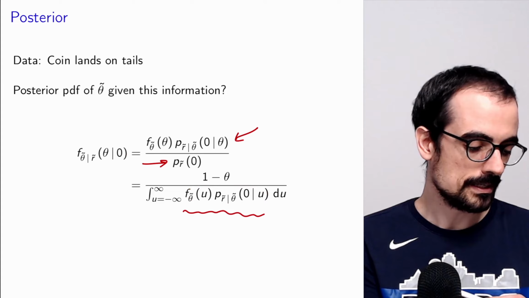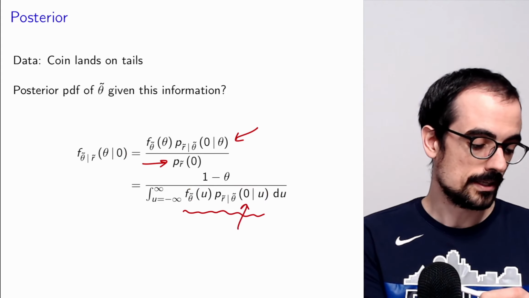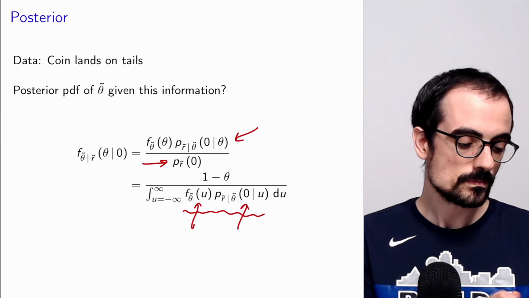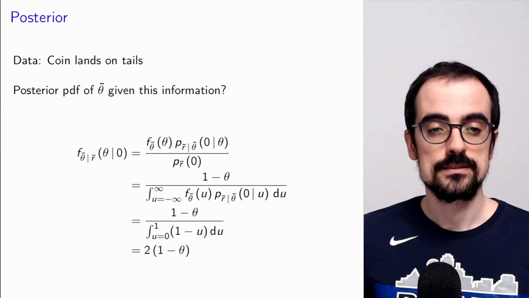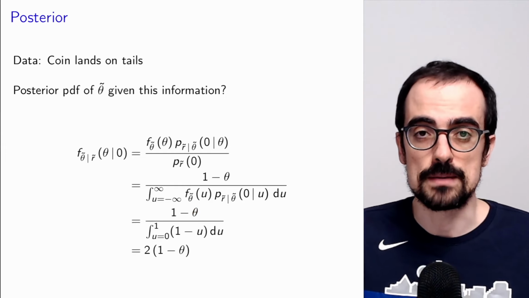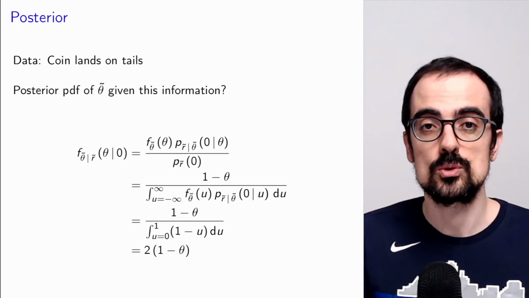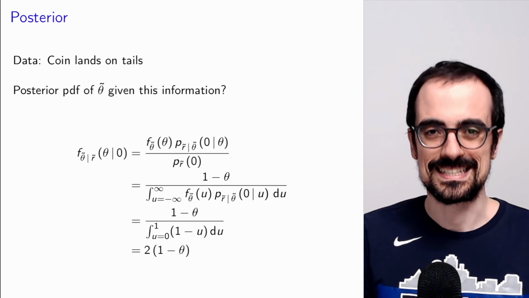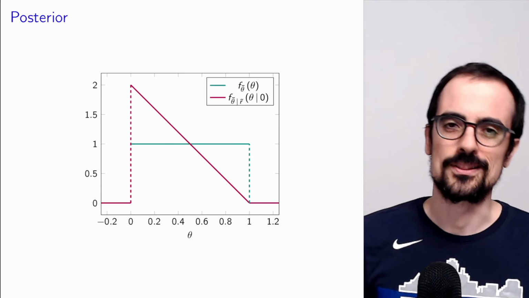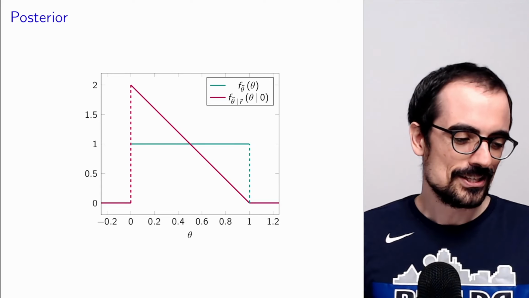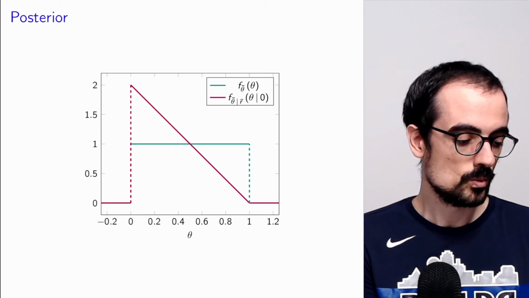So what are we going to plug in here? We're going to plug 1 minus u, and here we're going to just plug 1. So we do that integral, and we get that the posterior PDF of the parameter given this observation that the coin is tails is 2 times 1 minus theta. Let's take a look at how that looks. Wonderful. It's a triangle. It's a triangle that has moved in this direction, which kind of makes sense.